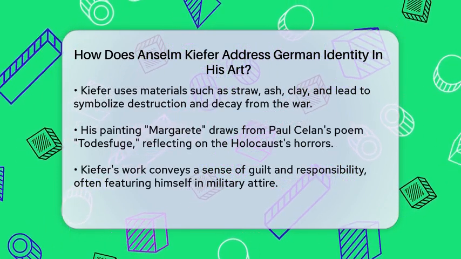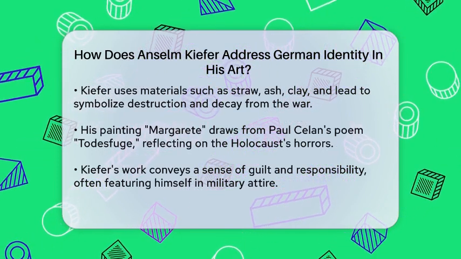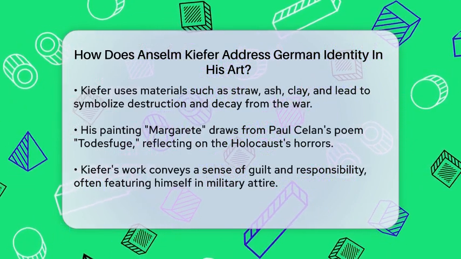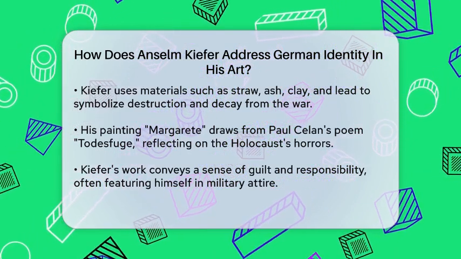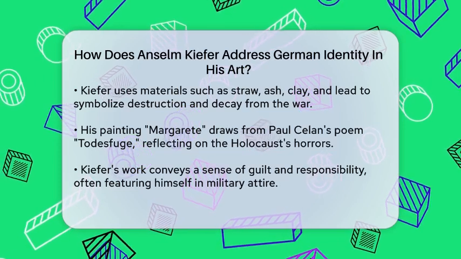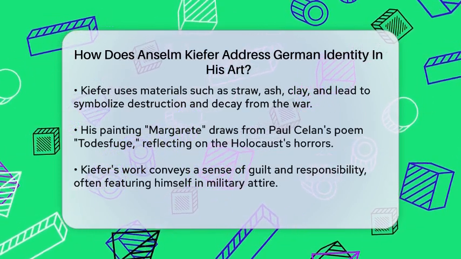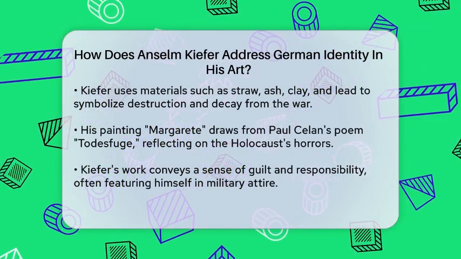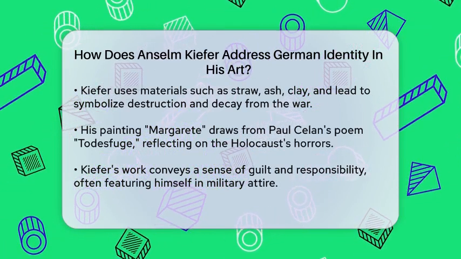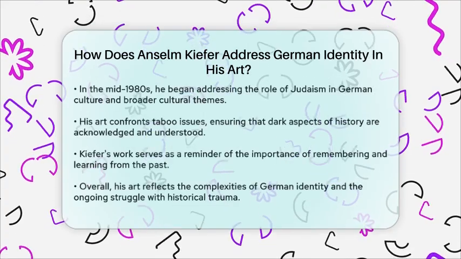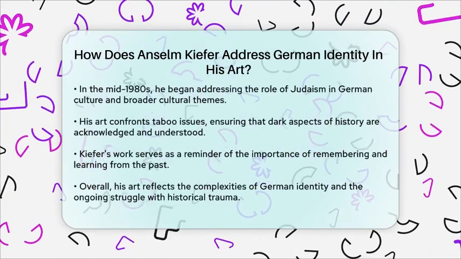Kiefer's approach is not about exonerating himself or the German people but about standing within the messiness of history and acknowledging the past. He assumes a position of guilt and responsibility, which is evident in his works that feature himself in various roles, sometimes in his father's military uniform. This self-accusation is a way of confronting the collective guilt of the German people.